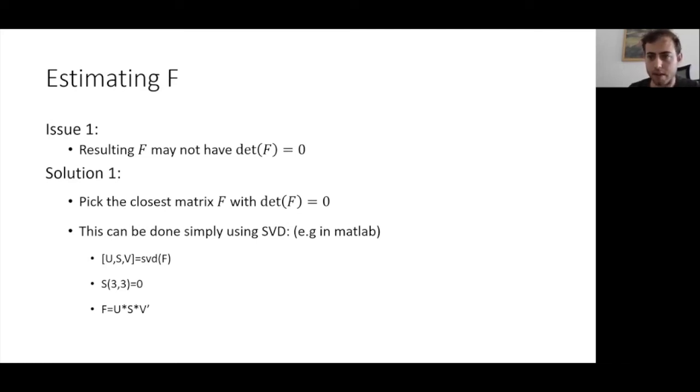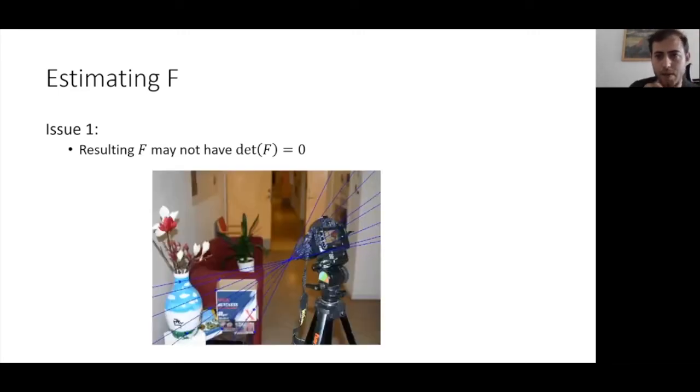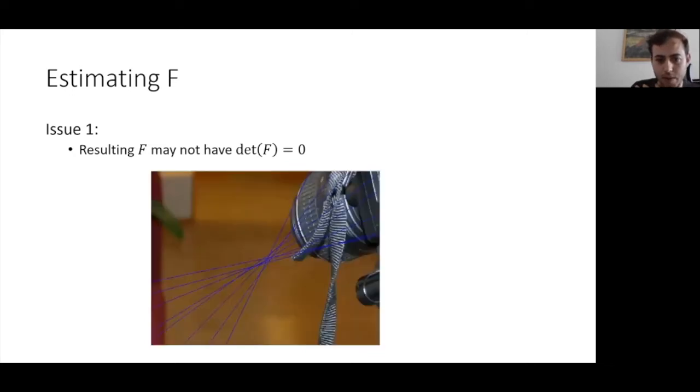Okay, it actually gives us the closest rank 2 fundamental matrix, in terms of Frobenius norm, to the calculated F with rank 3. And geometrically, you can see that if I don't apply this, the epipolar lines do not intersect in one point. So there is no epipole in this case.